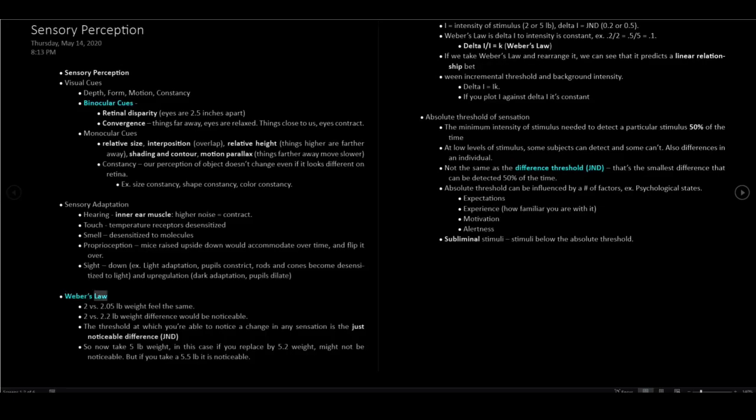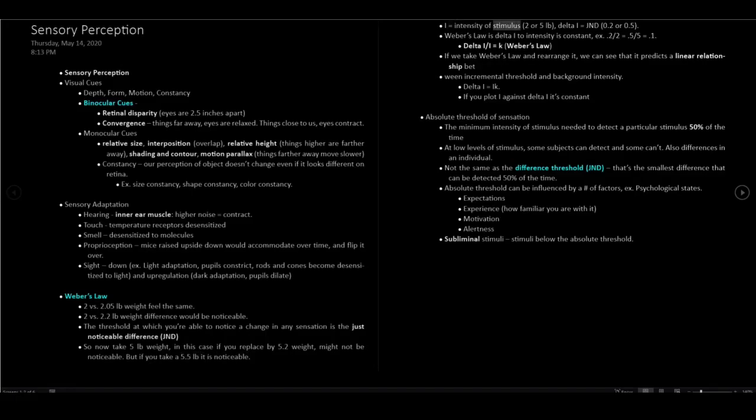Weber's law. 2 versus 2.05 pounds weight feel the same. 2 versus 2.2 pounds weight difference would be noticeable. The threshold at which you're able to notice a change in any sensation is the just noticeable difference, JND. Now take 5 pounds weight; if you replace it with 5.2, it might not be noticeable. But if you take 5.5 pounds, it is noticeable.